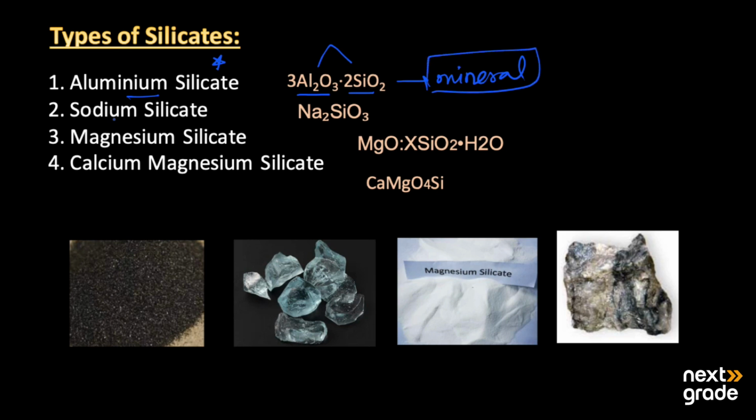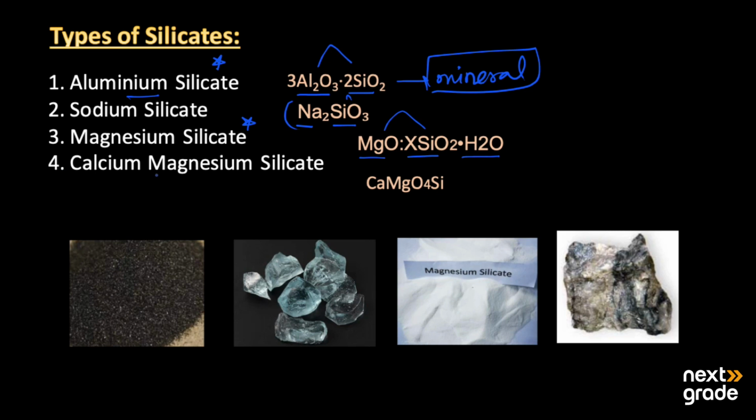The second type is sodium silicate. Its formula is Na2SiO3, which is the sodium salt of silicon. The main constituent is sodium, which combines with oxygen, making the mineral sodium silicate. The third type is magnesium silicate, in which magnesium oxide combines with silicon dioxide in the presence of water molecules, making the mineral known as magnesium silicate, or the magnesium salt of silicon.